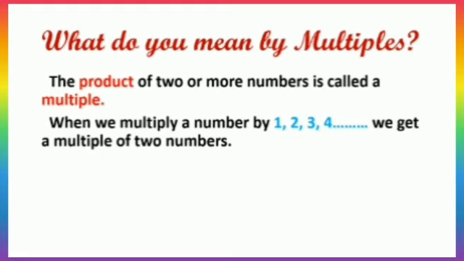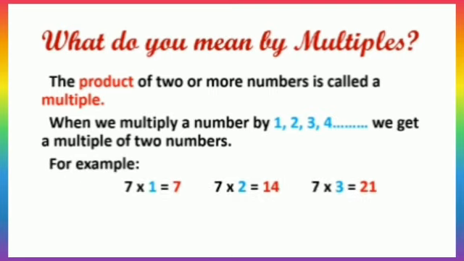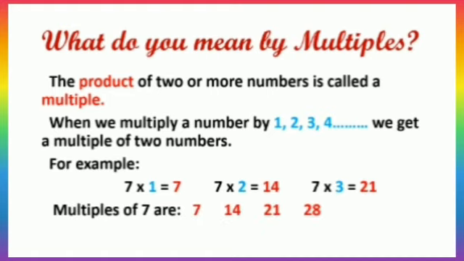Here, I take an example where 7 is multiplied by 1, which is our natural number, to get 7. Then I have multiplied 7 by 2 to get 14. Similarly, I am getting 21 after multiplying 7 and 3. So students, we can say from here that multiples of 7 are 7, 14, 21, 28.